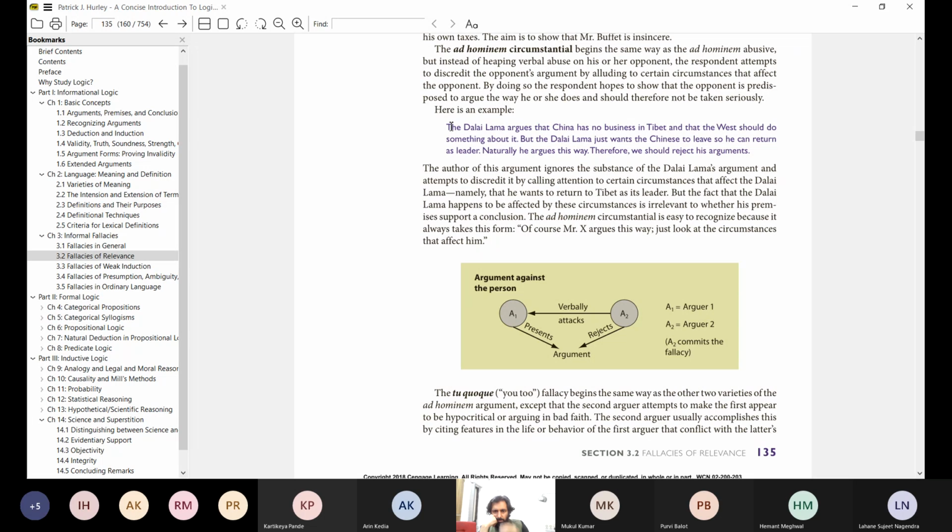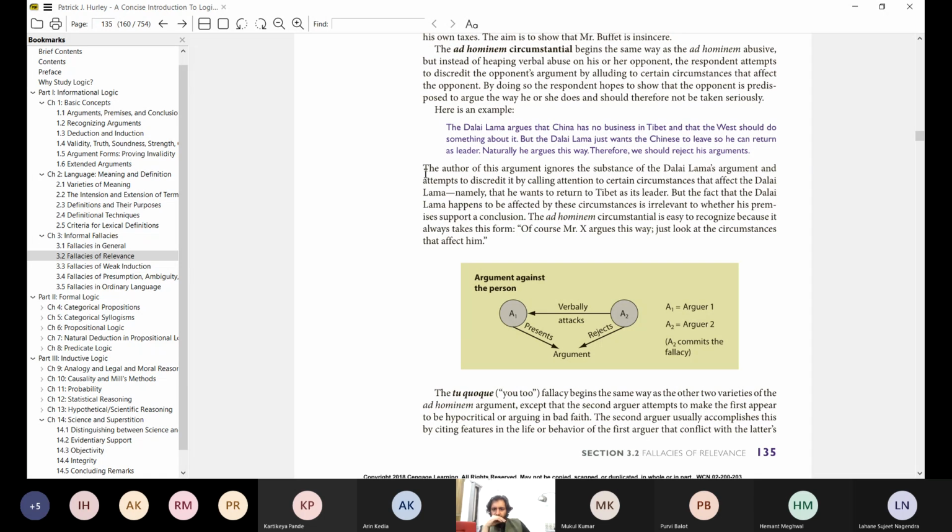Dalai Lama argues that China has no business in Tibet and that the West should do something about it. But the Dalai Lama just wants the Chinese to leave so he can return as leader. Naturally, he argues this way. Therefore, we should reject his arguments. Okay, so why don't you carry on with the rest of the passage?